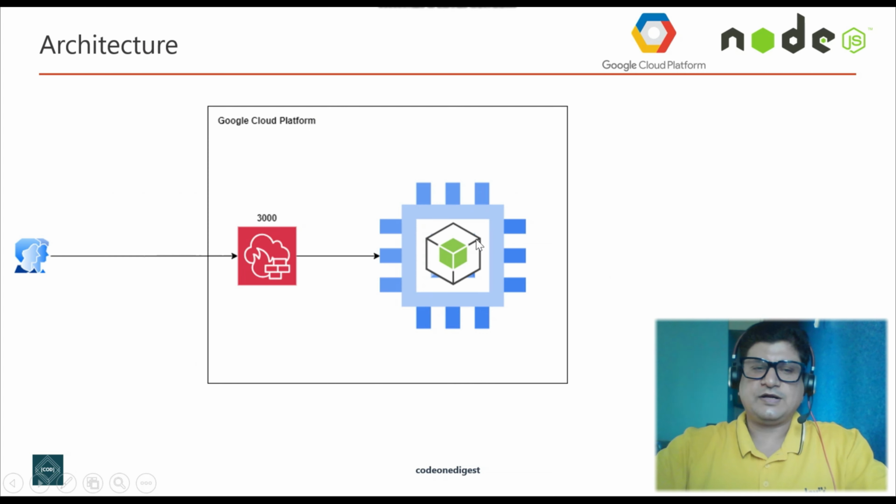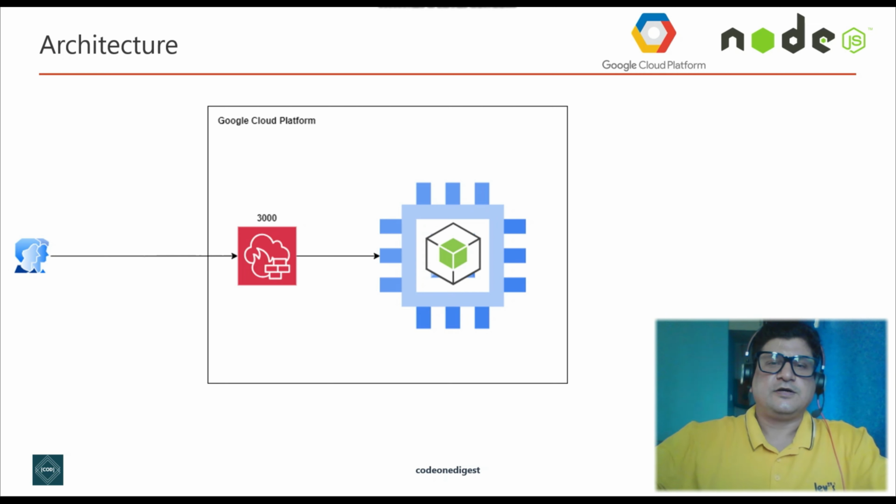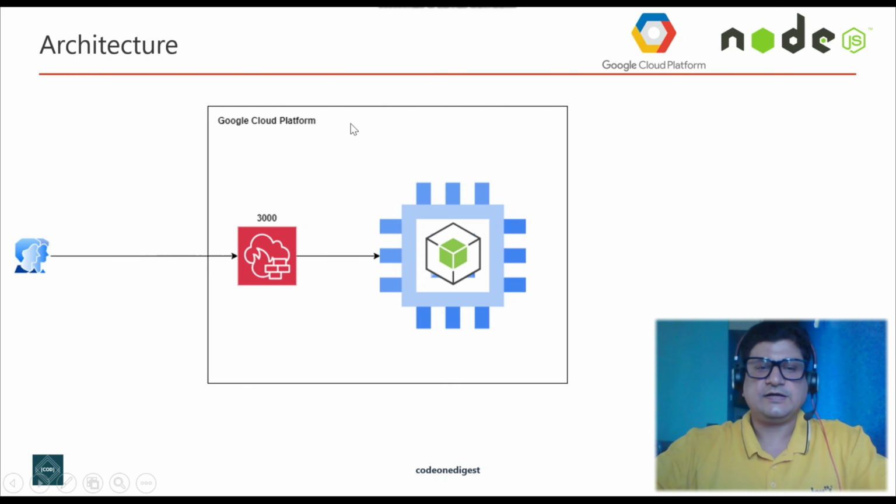So let me just quickly show you one simple diagram of what we are trying to achieve. This big square box that you see is the Google Cloud Platform. In that we'll be spinning up one Compute Engine, that is an instance of a virtual machine, and this is a firewall which is required to allow access to this virtual machine. Any request that the user sends will come through the firewall. In the firewall we'll be opening port 3000 so that it reaches our Node.js.